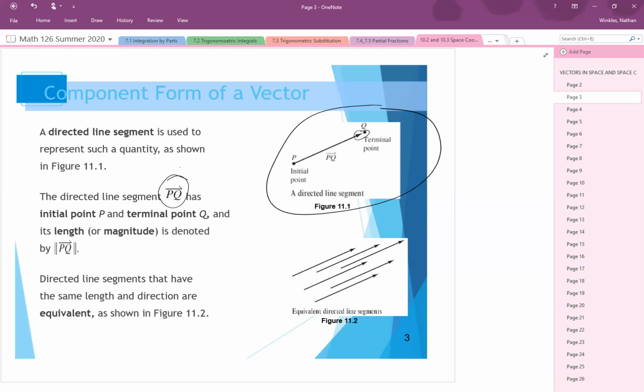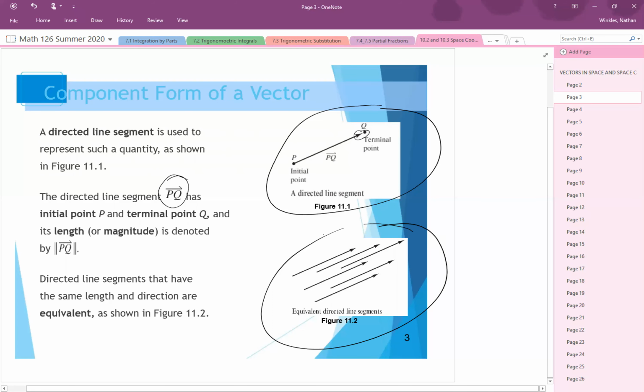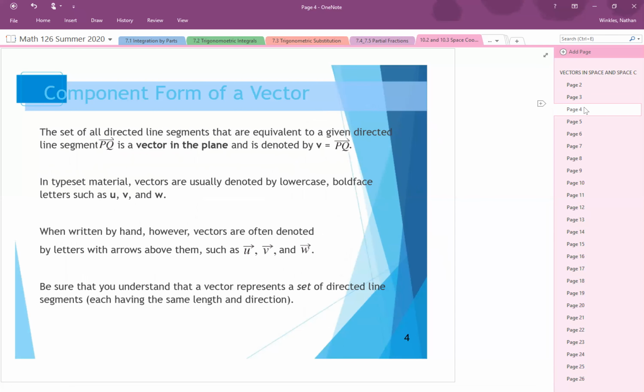Directed line segments that have the same length and direction are equivalent, as shown in this other picture. Doesn't matter where they are, we just have to be able to see that they have the same length and they're going in the same direction, therefore they're equivalent. They don't have to be 100% on top of each other to be equivalent. That's why we have the other cases of figuring out magnitude and direction.